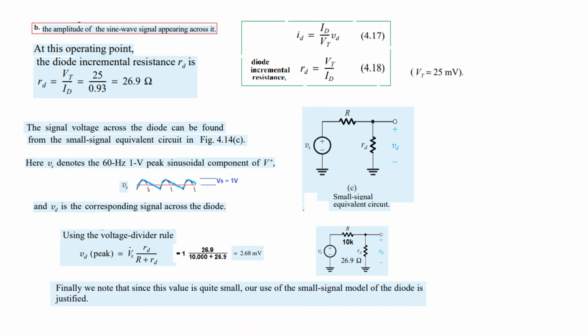And finally we note that since this value is very small, our use of the small signal model for the diode is justified. So remember we had said that the diode voltage has to be very, very small, less than 5 millivolt. So this is fine. So we can use the approximate model which we have done here.